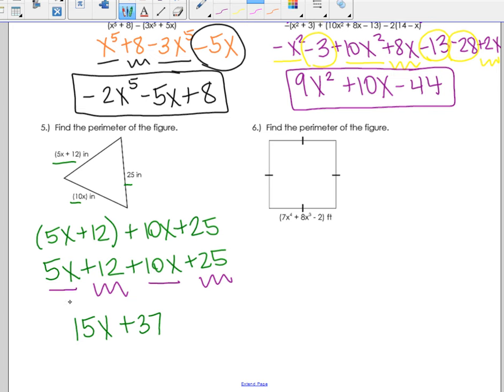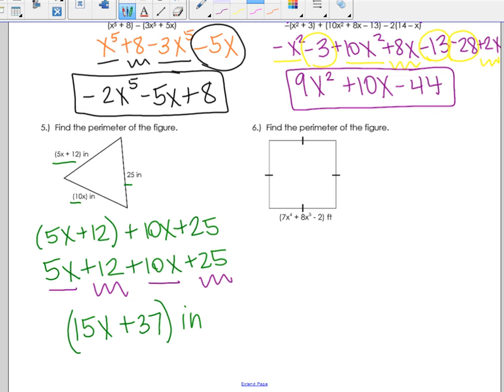Now, you need to put context to this because it started out as a contextual problem. So this is 15x plus 37. Put parentheses around that, and it's perimeter, so it's inches. Okay, remember, a distance, like perimeter, is inches, area is always squared, and volume is always cubed.